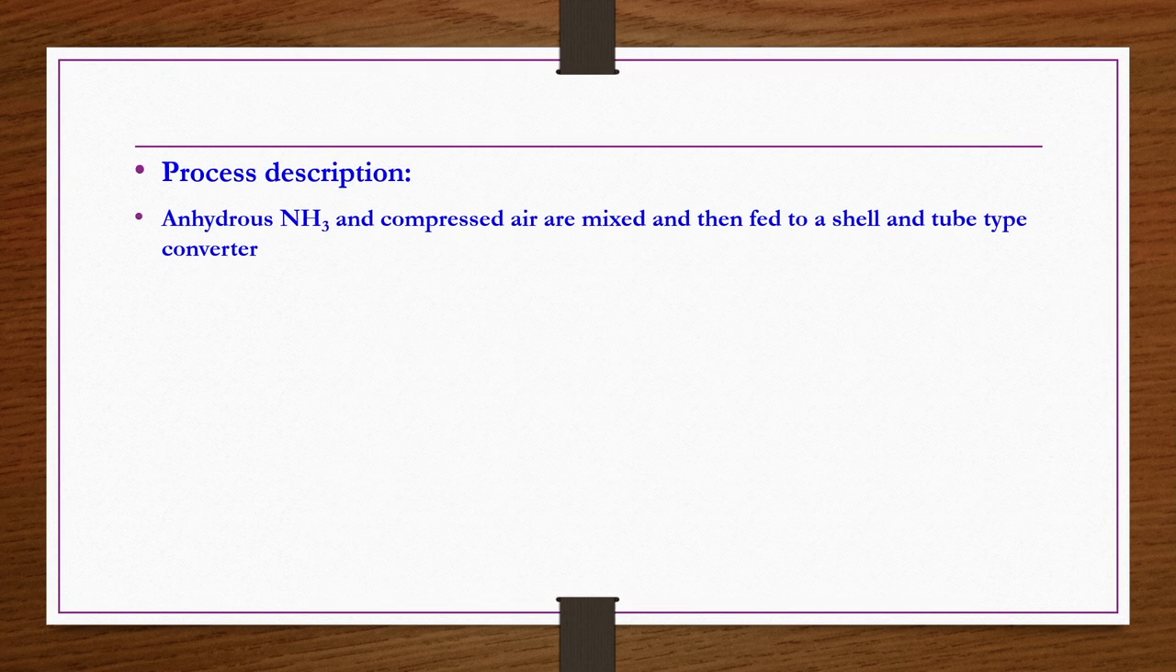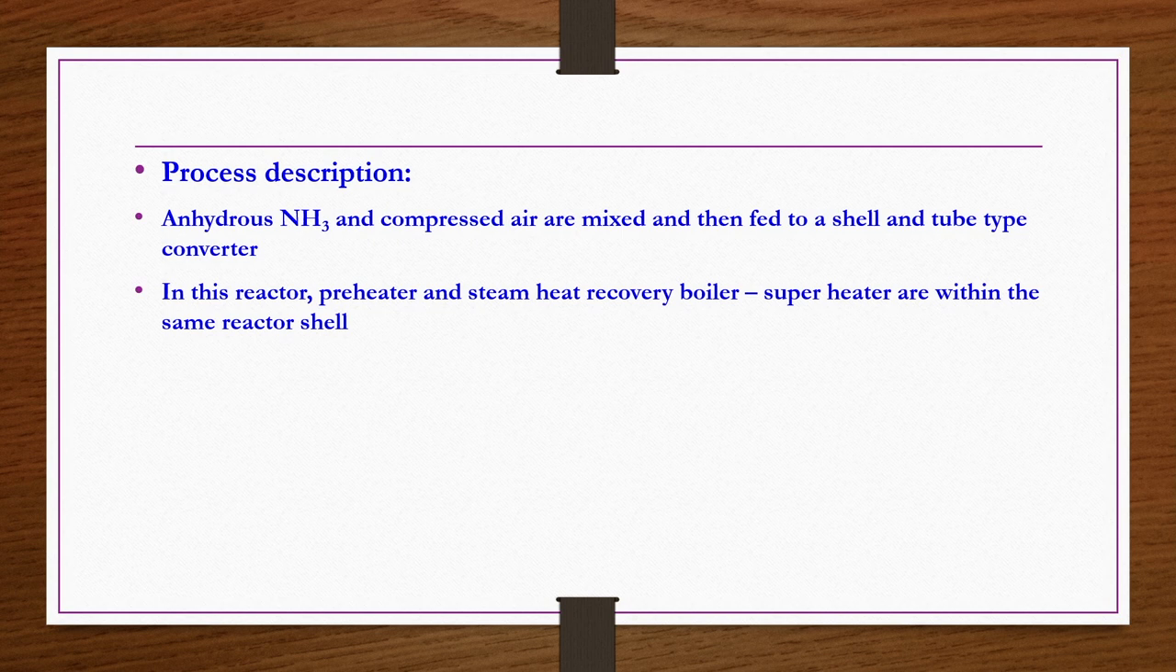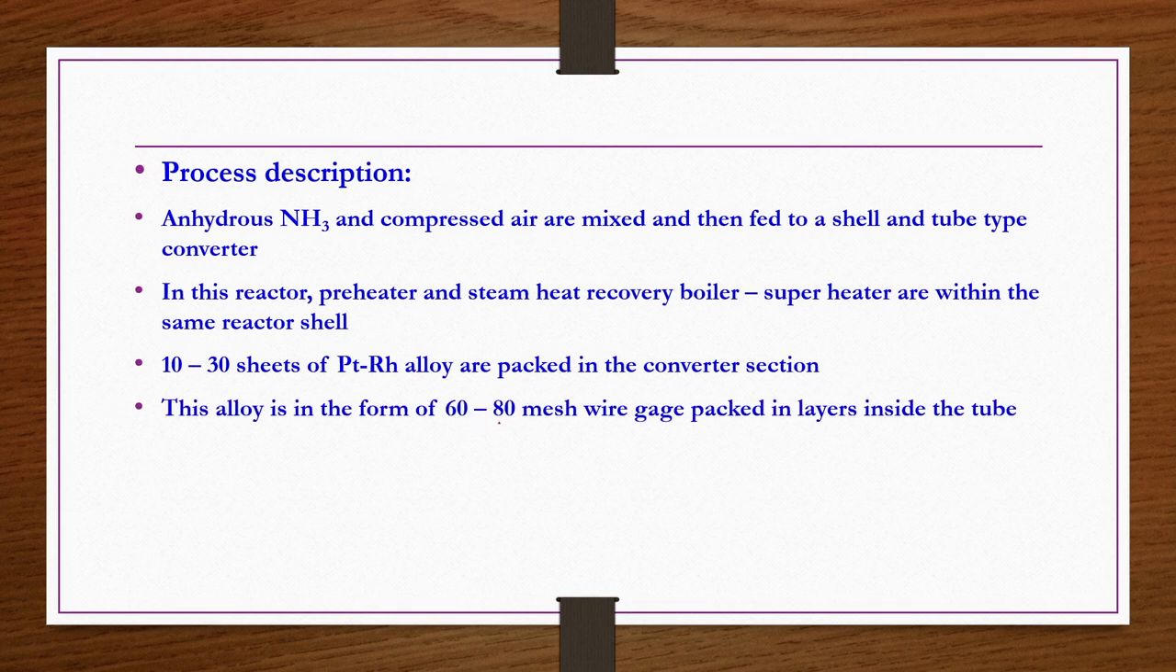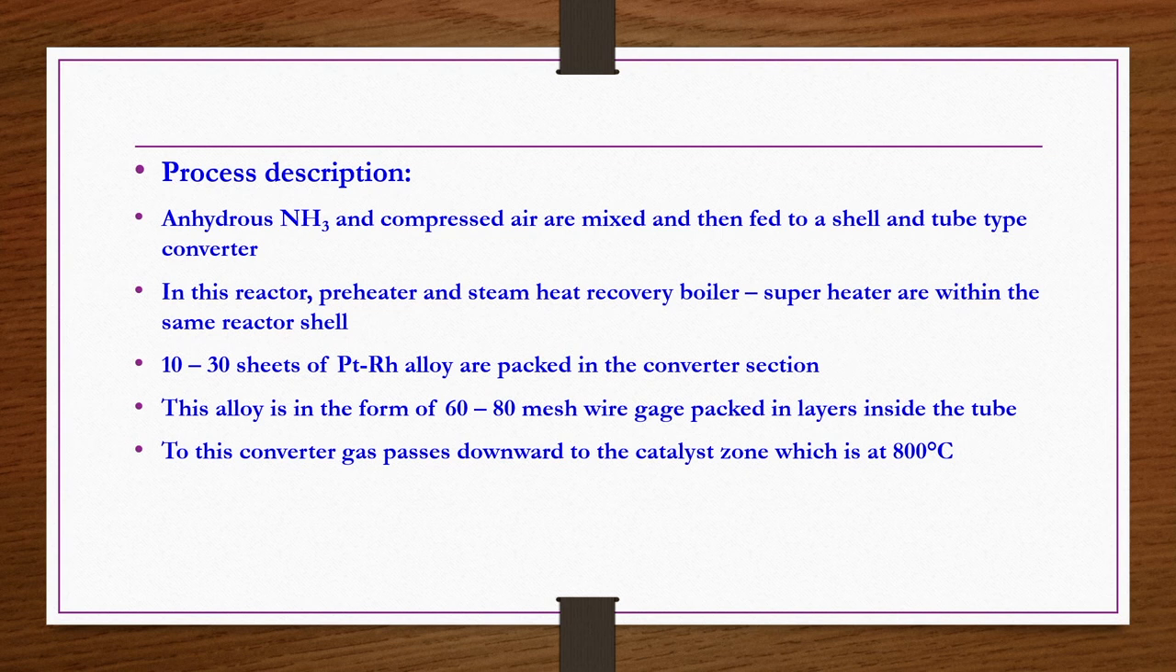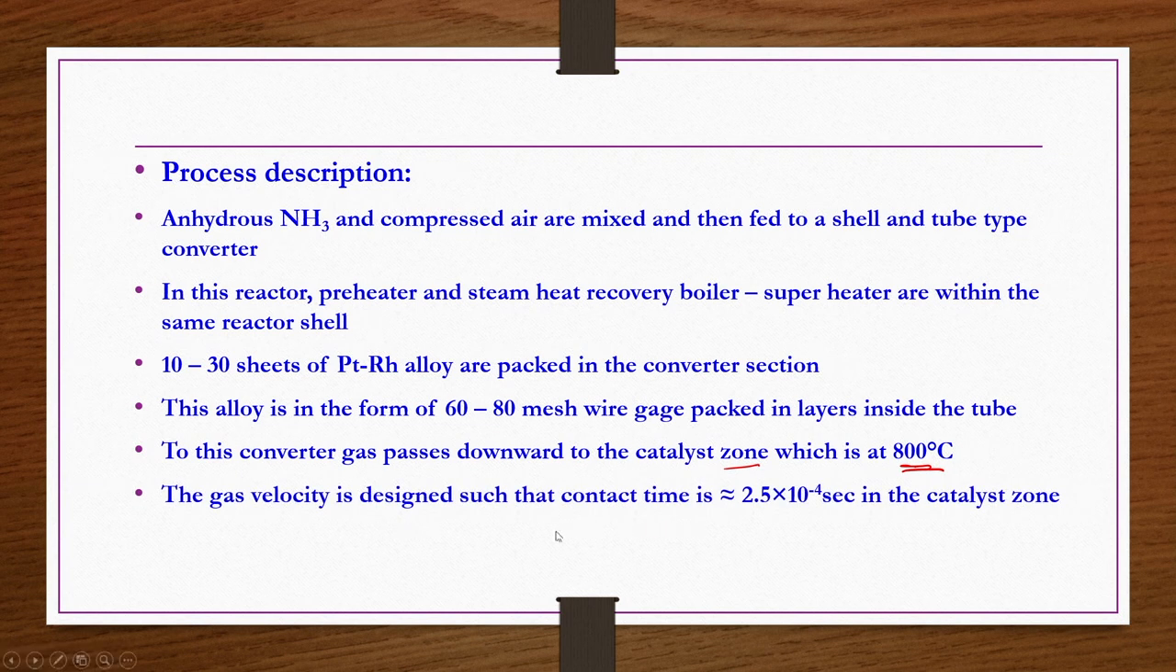Now, the process description. Anhydrous ammonia and compressed air are mixed and then fed to a shell and tube type converter. In this reactor, the preheater, steam heat recovery boiler, and superheater are within the same reactor shell. 10 to 30 sheets of platinum rhodium alloy are packed in the converter section. This alloy is in the form of 60 to 80 mesh wire packed in layers inside the tube. The gas passes down to the catalyst zone, which is at 800 degrees centigrade. The gas velocity is designed such that the contact time is very short, of the order of 10 power minus 4 seconds in the catalyst zone.